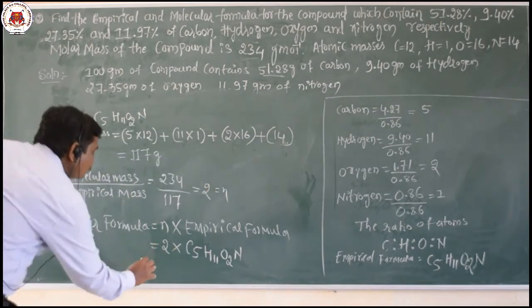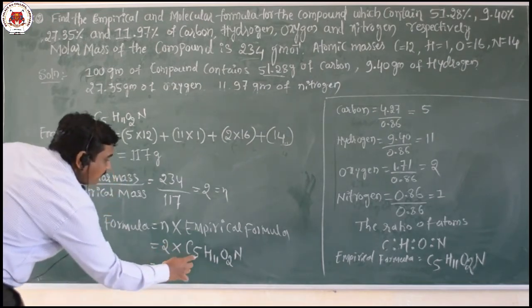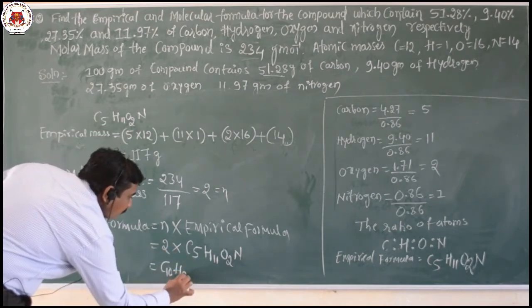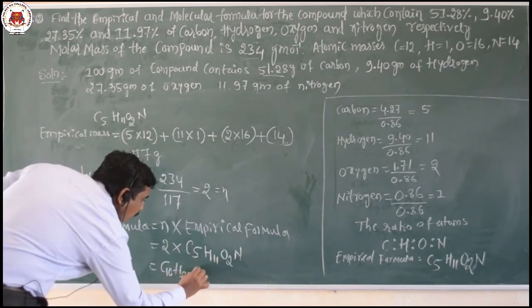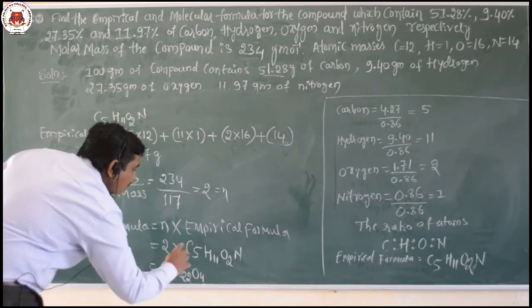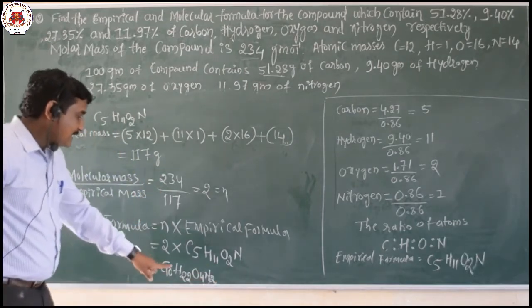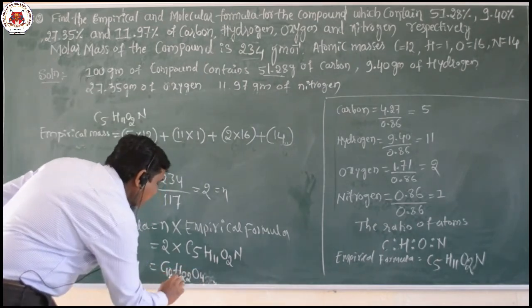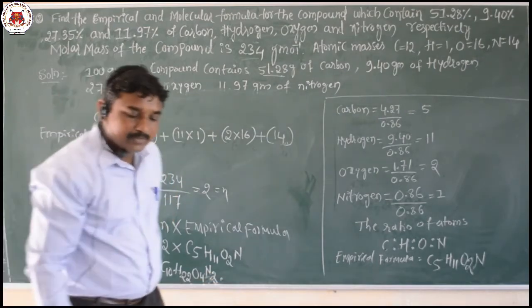So when we multiply with the N factor, you will get what here? C5 into 2, that is C10, H11 into 2, 22, O2 into 2, that is O4, then N into 2, that is N2. The molecular formula is C10H22O4N2. So this is the molecular formula of the compound.